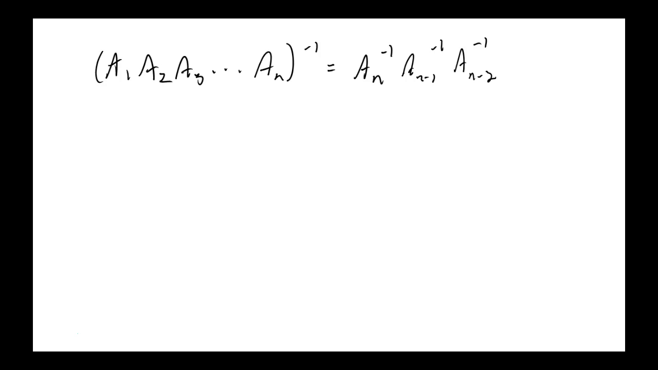So here's the extension of multiplying a number of invertible matrices together, as long as they're the same size, and then taking the inverse of that product. That's equal to the reverse order of their inverses, down to A sub 3 inverse times A sub 2 inverse times A sub 1 inverse.